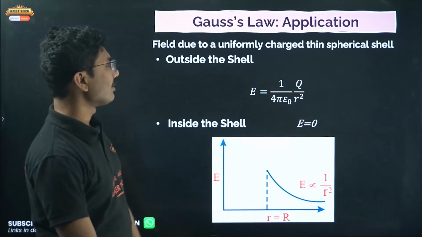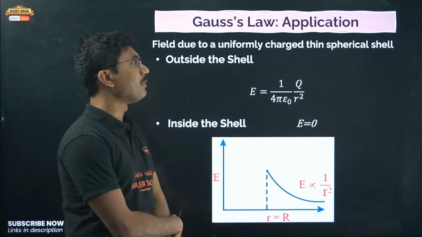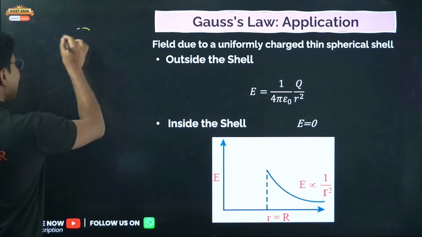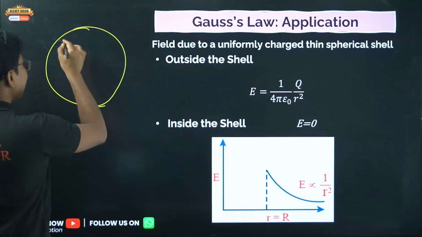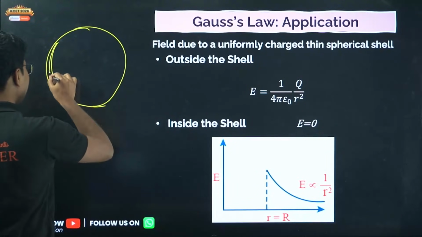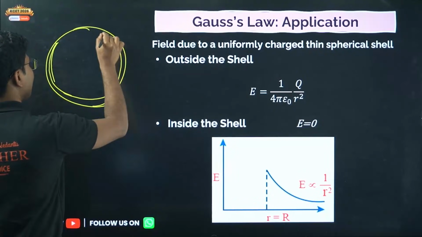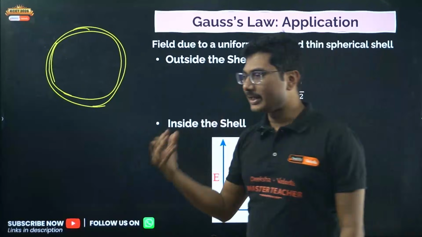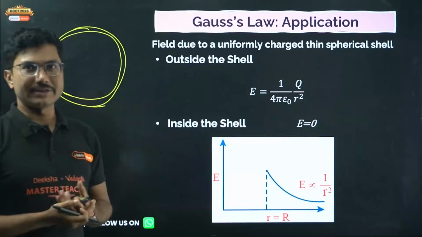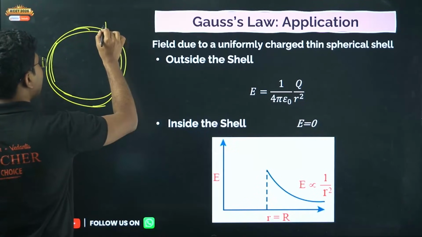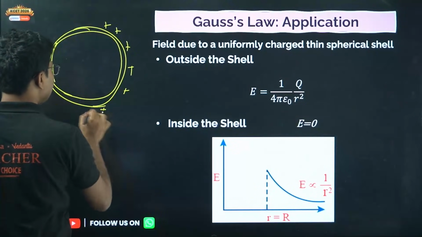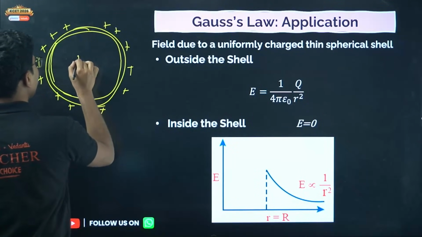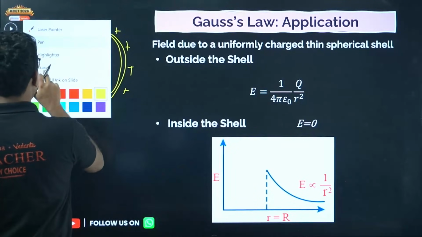And the last case but not the least is the field due to a uniformly charged thin spherical shell. A shell means a very thin material present on the surface, and inside is hollow, nothing is there. You can consider this a spherical shell like an egg, but you have taken everything out from inside the egg. Only the covering is there, that is called a shell. So if you charge this shell, obviously inside the shell electric field will be 0, because no charge is present inside it.